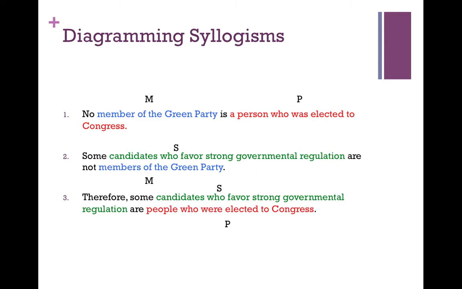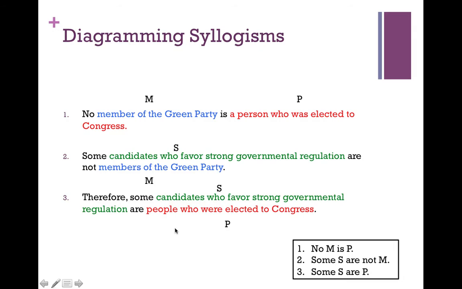And then once we do this, hopefully you can see that the form of this argument, if you look here, is saying no M is P, some S are not M. I know I had to put my M down here. It's a little confusing, but I couldn't stick it in between that line. And therefore, some S are P. And so here's the argument. No M is P, some S are not M, some S are P. And we want to figure out if this argument is valid.